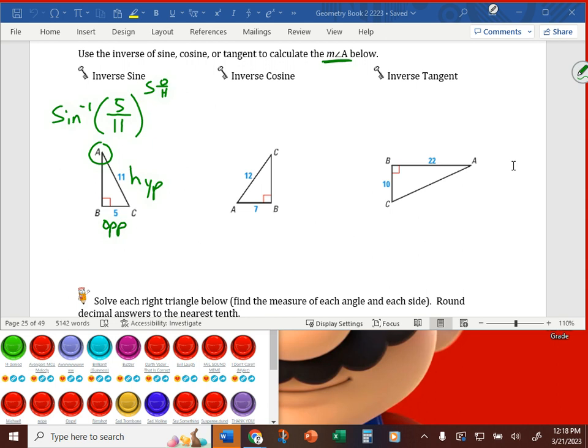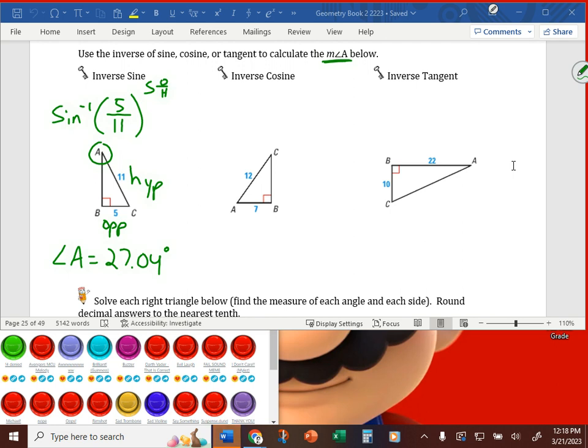How do we get the 5 over 11? You press the 5 button, then press the division symbol, and then type in 11. Raise your hand if you can tell me what you got. 27.04. Angle A equals 27.04 degrees.